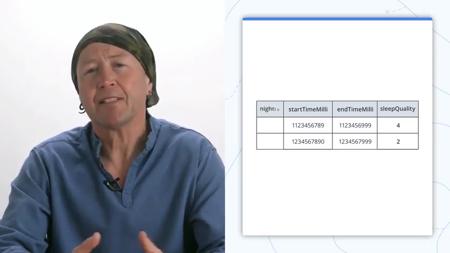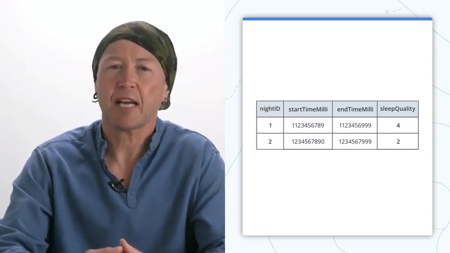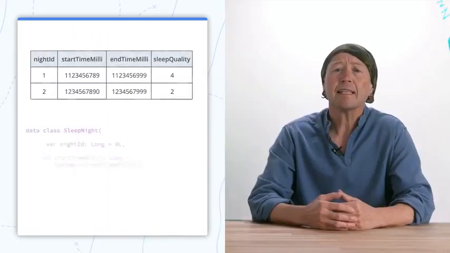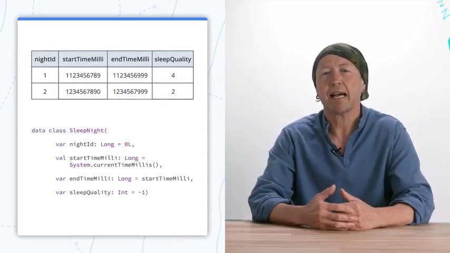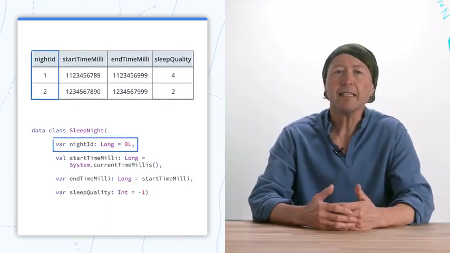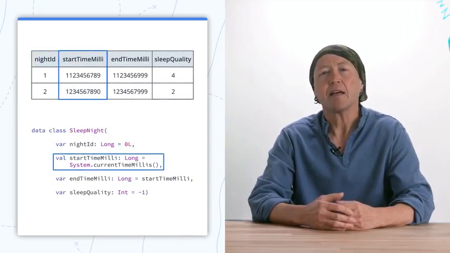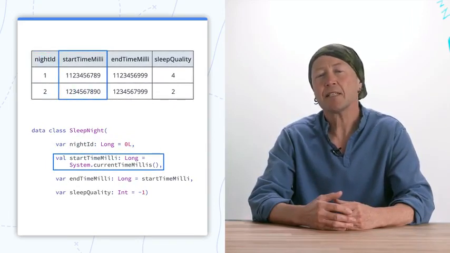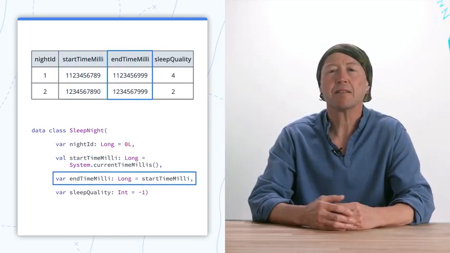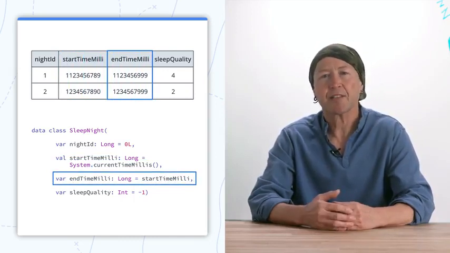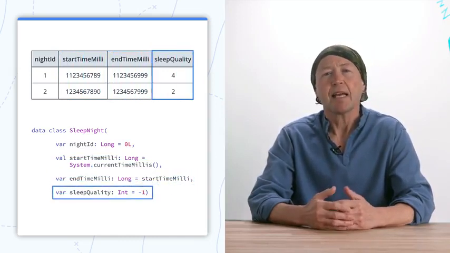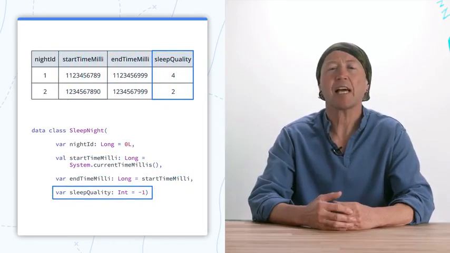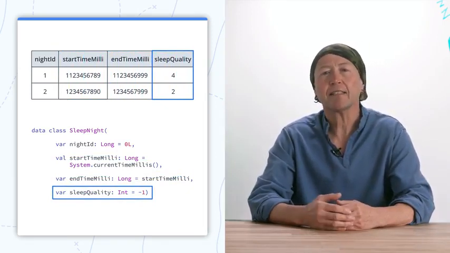And we need an ID to uniquely identify each night, which would look like this as simply a Kotlin data class. We have the ID, start time in milliseconds, which is set when we create a new entity, end time in milliseconds, which on creation is the same as the start time, and a quality rating that we initialize to -1 to indicate the user has not made a choice yet.